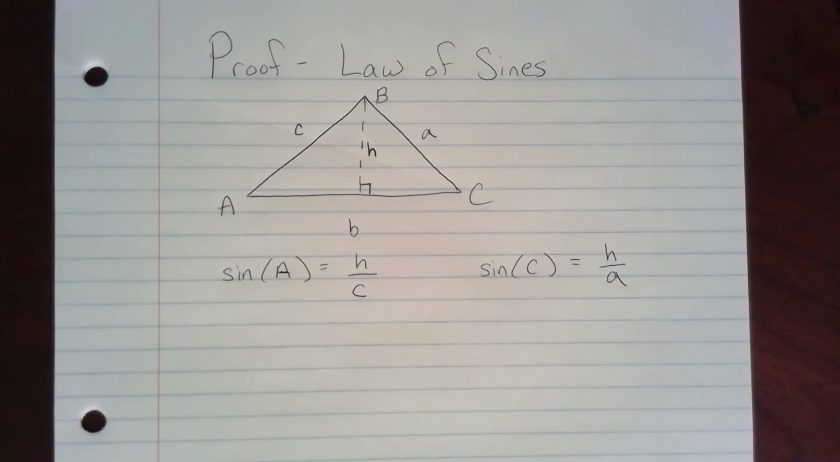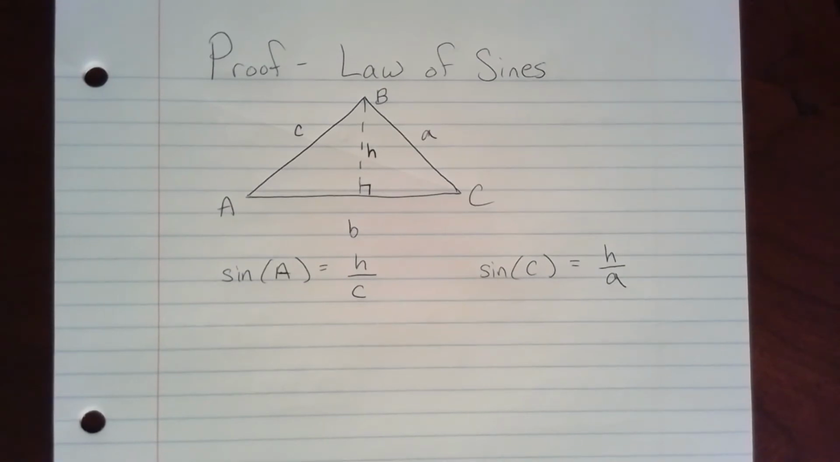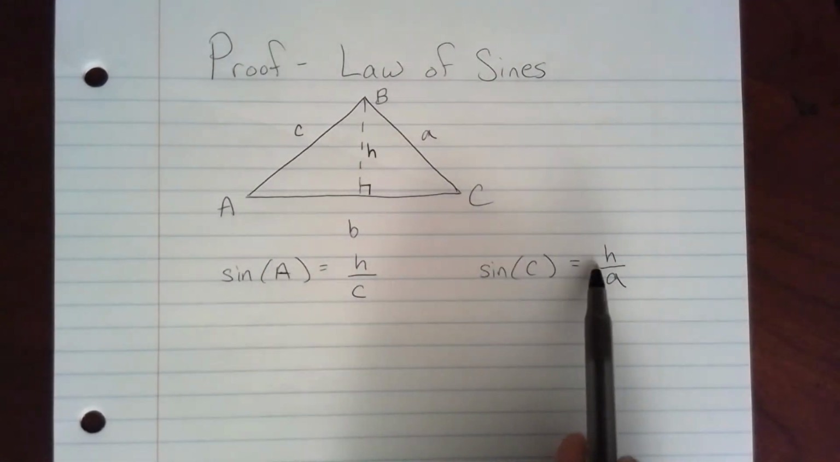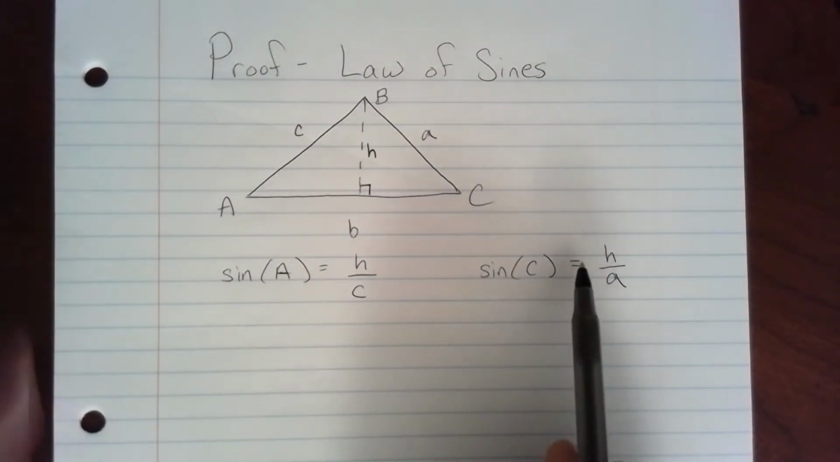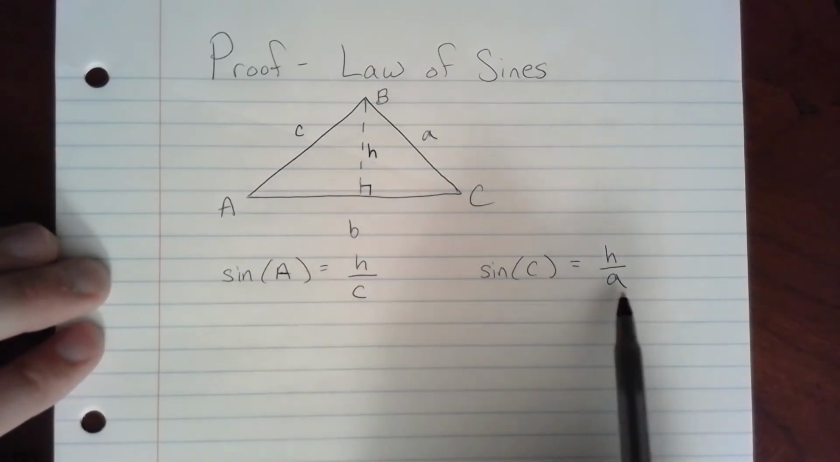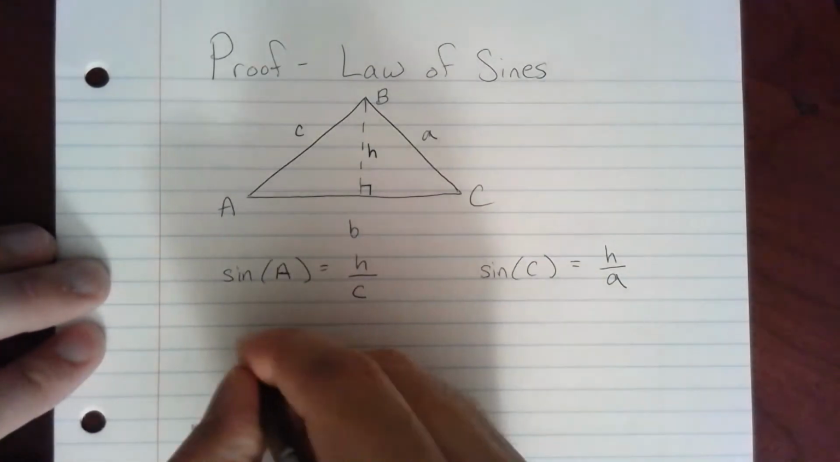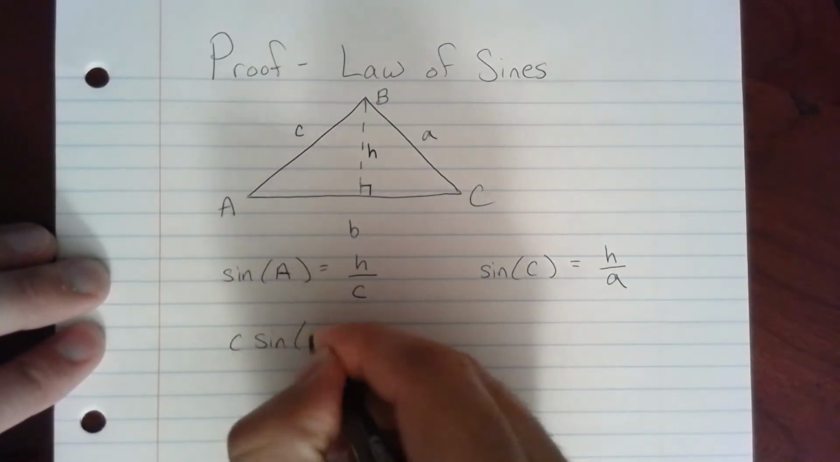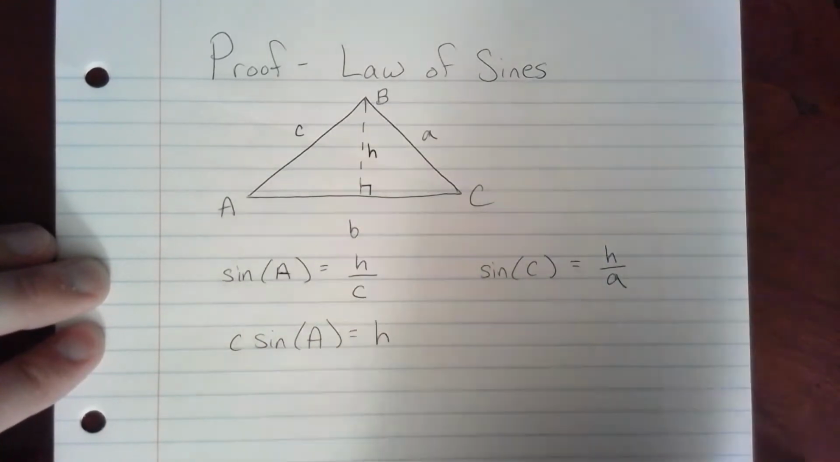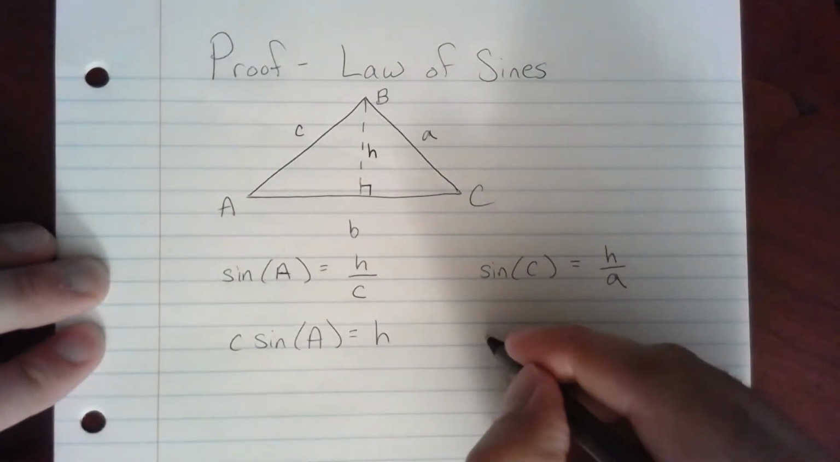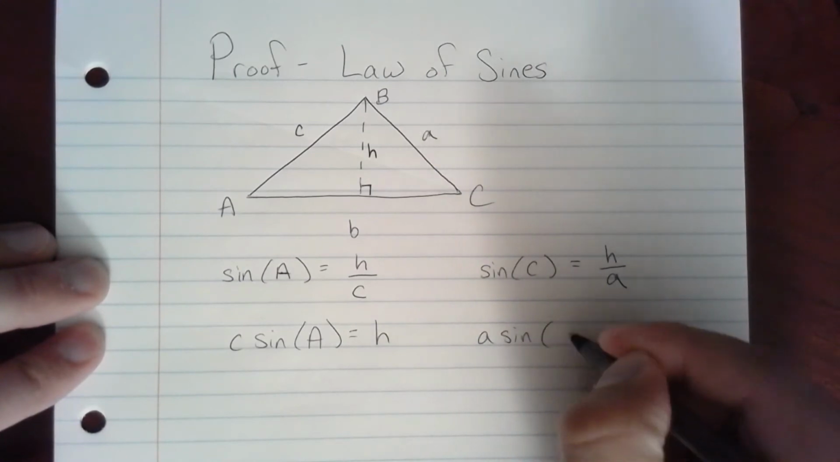Well, my formula for law of sines does not include h, so we're going to get that out of here somehow. And I see that both of these equations have an h to be solved for. So let's try that out. We're going to multiply both sides by these denominators. So I'm going to put c up here by multiplying both sides by little c. And over here, I'll multiply both sides by little a.